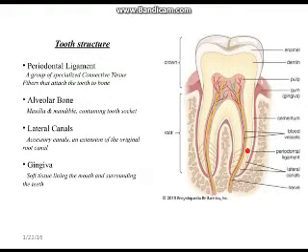So for the structures surrounding the tooth, we've got the alveolar bone over here. We've got the tooth socket, periodontal ligament, the pink stuff, and the gingiva. And of course, we have the lateral canals to the main root canal.